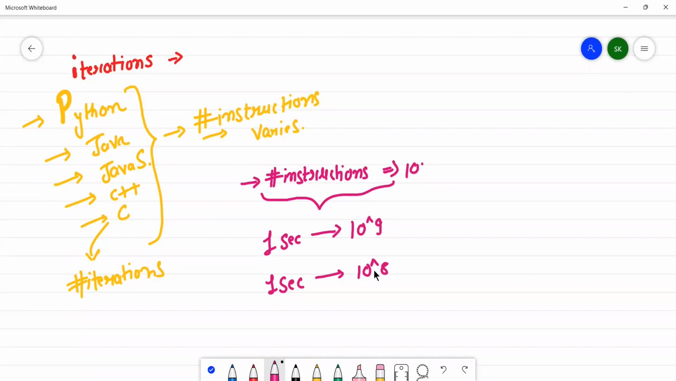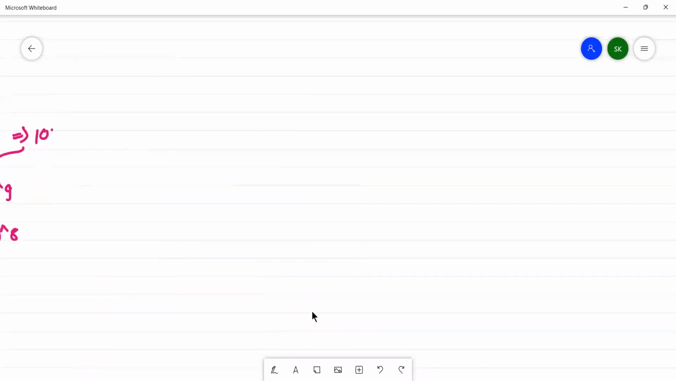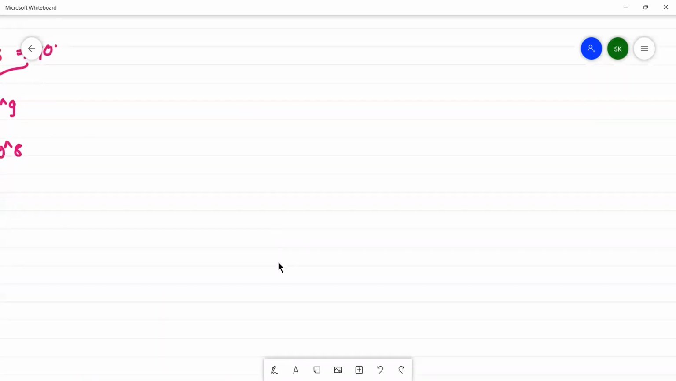So whenever you are calculating your time complexity, you always see that the number of iterations in your program should not exceed 10 to the power 8 if your execution time limit is 1 second. Clear to all?